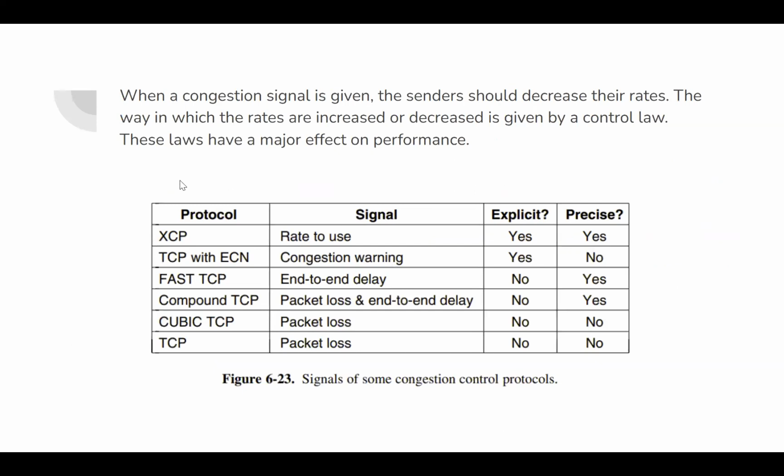So when a congestion signal is given, the sender should decrease their rates. The way in which the rates are increased or decreased is given by a control law. These laws have a major effect on performance. So when the signal is rate to use, it would be the XCP protocol. And here in this figure 6-23, we can see some of the signals for different protocols when it comes to congestion control.